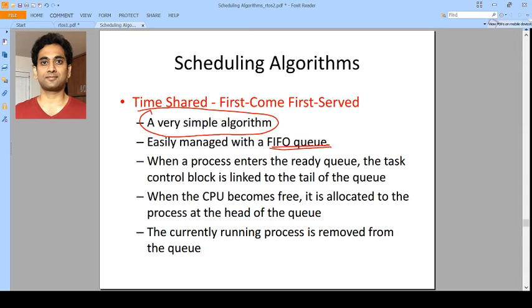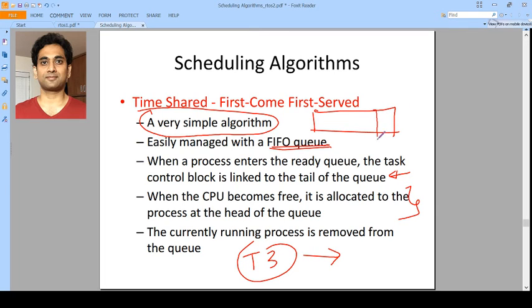When a process enters the ready queue, the task control block is linked to the tail of the queue. So the task that comes first is executed first, and the task that comes next has to wait for the previous task to finish. So when the CPU becomes free, it is allocated to the process at the top of the queue. So in other words, there is a queue.